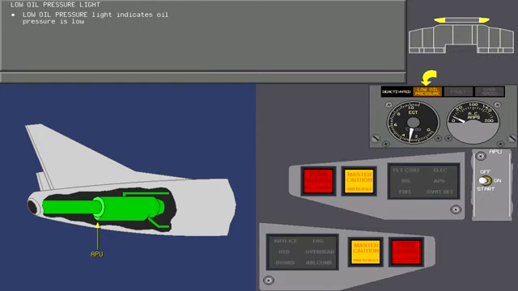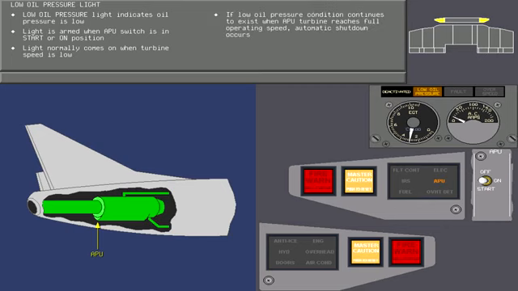The low oil pressure light indicates the oil pressure in the APU is low. This light is armed when the APU switch is in the start or on position. The low oil pressure light normally comes on when the APU turbine speed is low. This occurs whenever the APU is first started. If a low oil pressure condition continues to exist when the APU turbine reaches full operating speed, an automatic shutdown occurs. When this happens, the APU annunciator and master caution lights on the system annunciator panel on the glare shield come on.